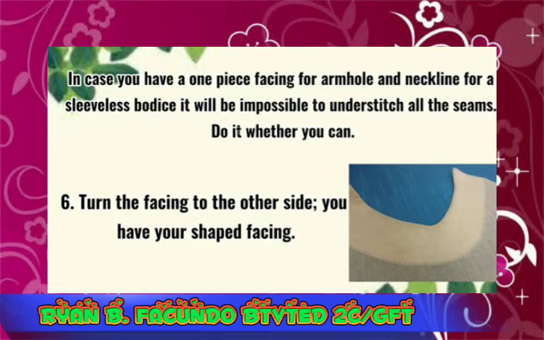In case you have one piece of facing for the armhole and neckline of a sleeveless bodice, it will be impossible to understitch all the seams. Do it where you can. 6. Turn the facing to the other side. You have your shape facing.